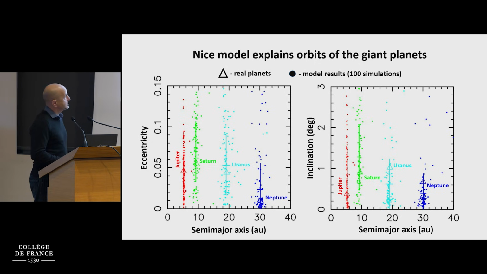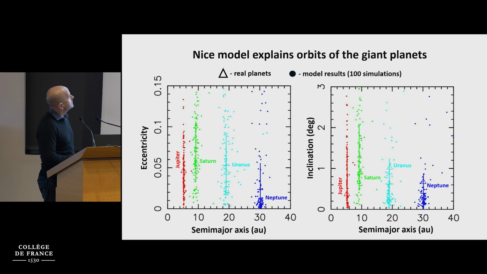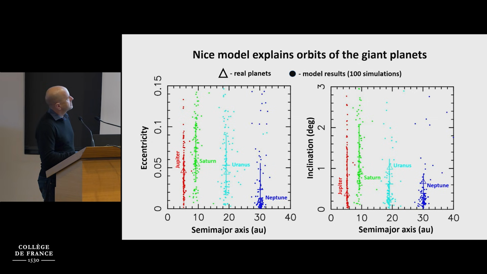So this is a comparison between the real orbits of the planets, which are these triangles. You have the eccentricity on the left and inclination on the right. The x-axis plots the semi-major axis of planets. The planets are color-coded: red for Jupiter, green for Saturn, turquoise for Uranus, and blue for Neptune. So as I said, the triangles are the mean eccentricities of the giant planets, or mean inclinations of the giant planets.